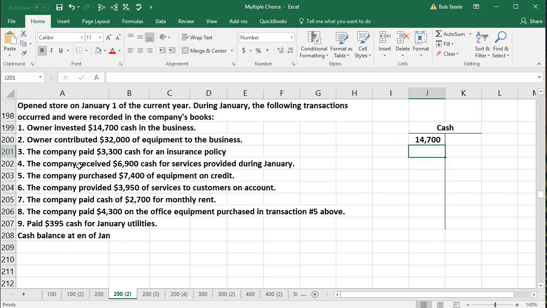Transaction 3 says, company paid $3,300 cash for an insurance policy. So cash is going out in this case. So I'm going to put that on the credit side. I'm going to represent the credit with a negative number. That's just the way I'm used to doing it.